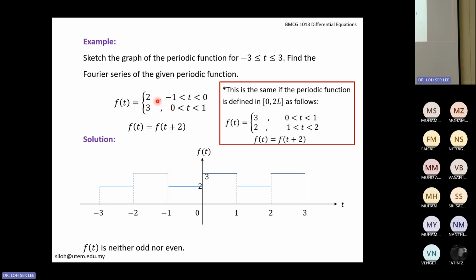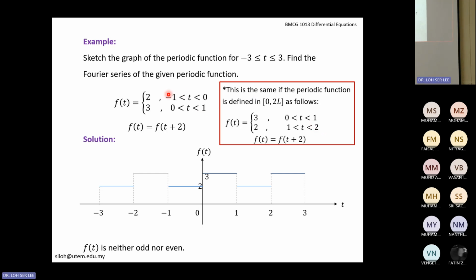Okay, this periodic function is defined in the interval from -L up to L. And this periodic function, we can also define in the interval from 0 up to 2L. See this one, 0 up to 2L. This is your 2L. That means L is 1.